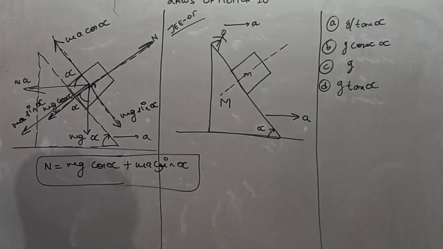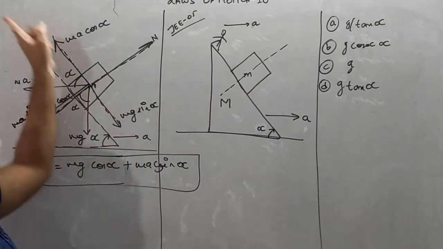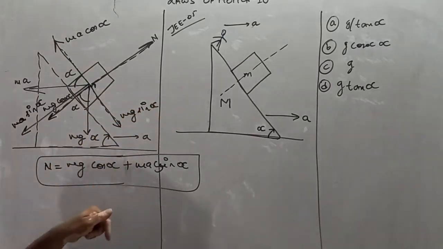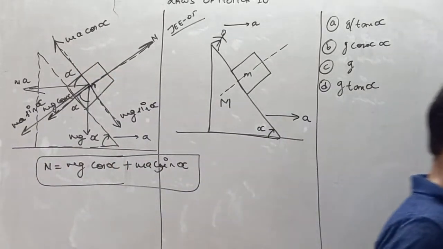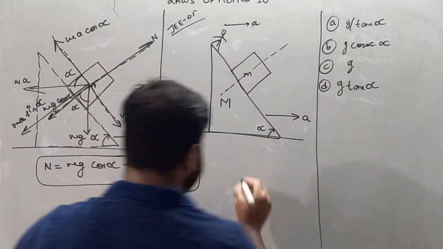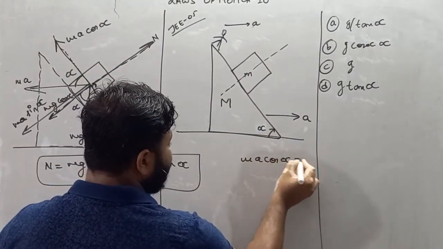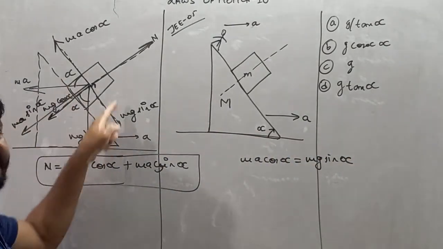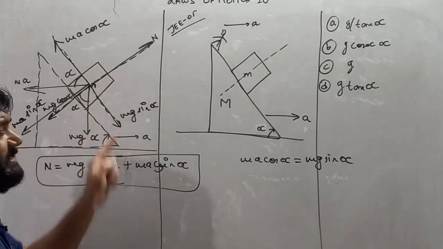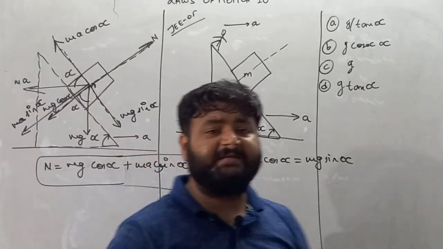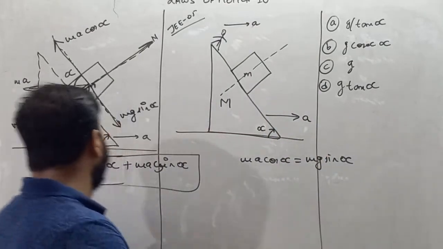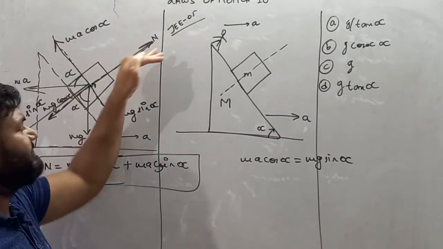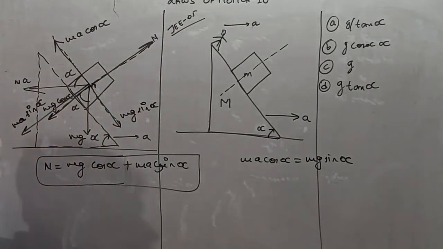Now they are saying that the block remains at rest. So see, in this direction there is a force ma cos alpha, and in this direction there is a force mg sin alpha. The block remains at rest according to the question, so both become equal. So we'll write ma cos alpha equals mg sin alpha, because if the block is at rest, then the system is in equilibrium, and in equilibrium opposite forces must be equal. So ma cos alpha must be equal to mg sin alpha. Similarly, N equals ma sin alpha plus mg cos alpha.